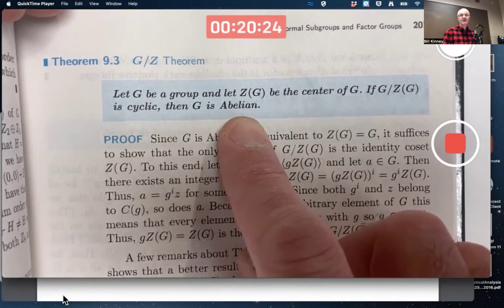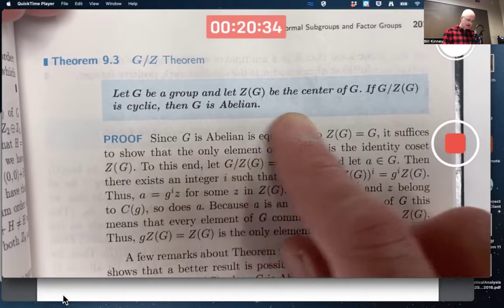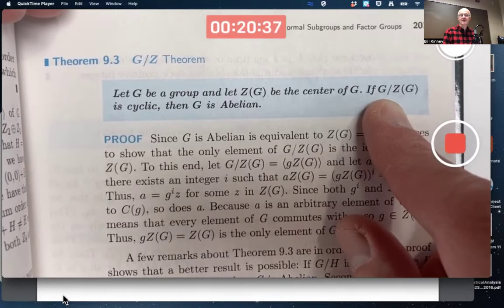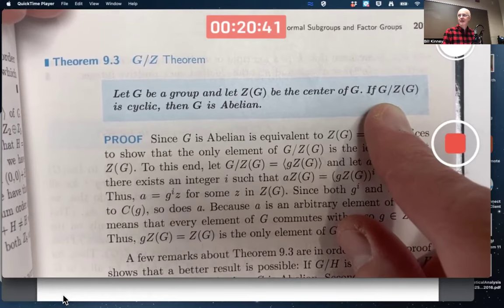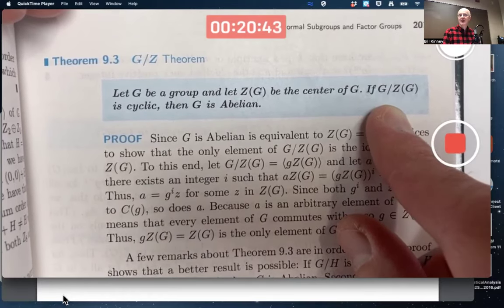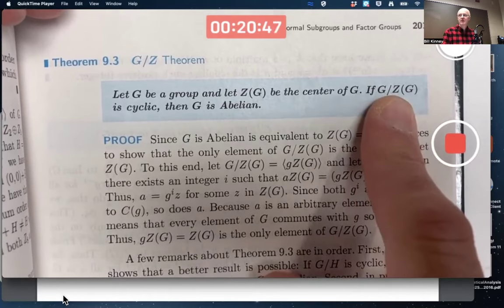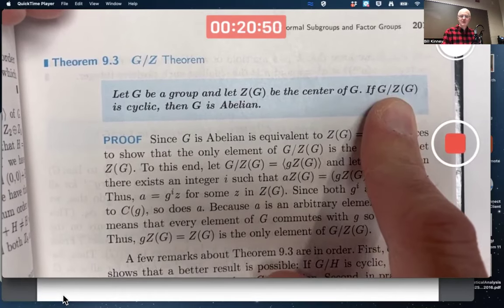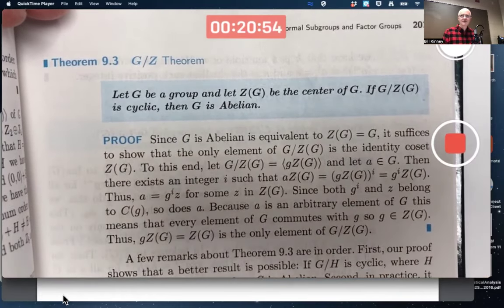That would also mean if G is abelian, Z of G is equal to G. If G is abelian, its center is itself, because everything commutes with everything else, which would actually also mean the factor group is trivial. If G and Z of G are the same, then you're modding by the group itself. It's only got one coset, one element. This factor group is a trivial group. So what it's really saying is if this factor group is cyclic, it's got to be trivial.